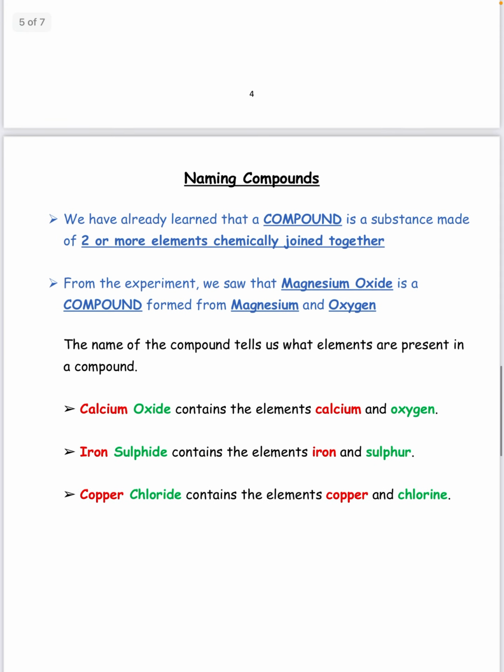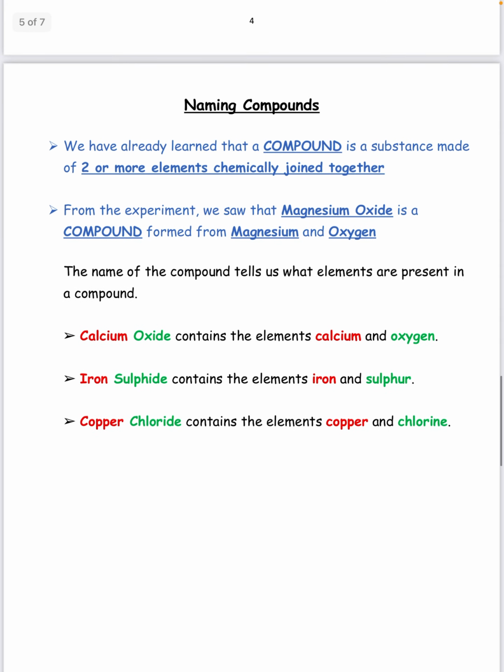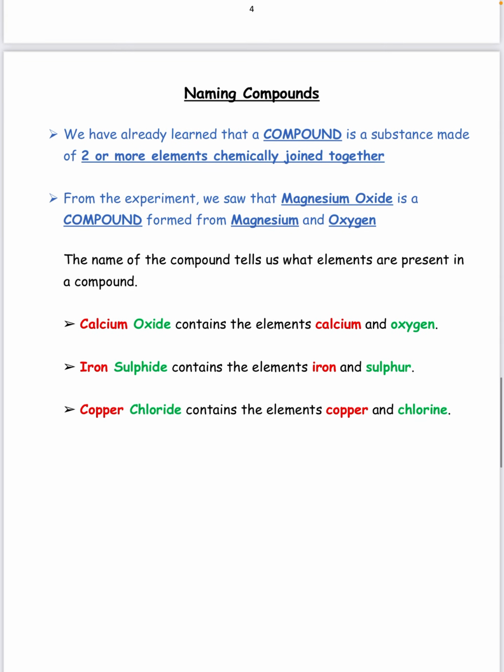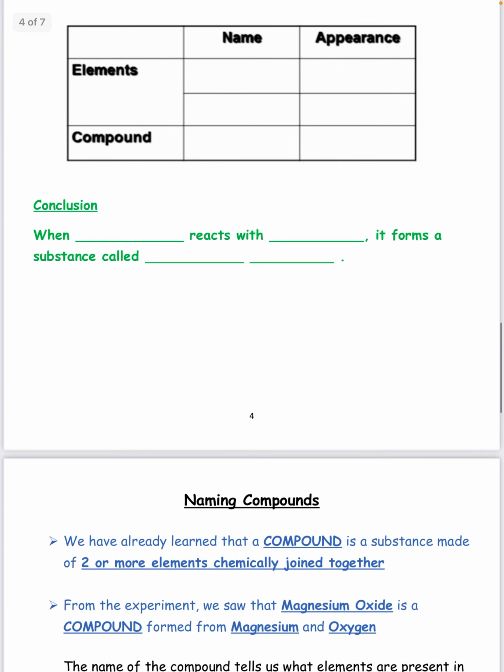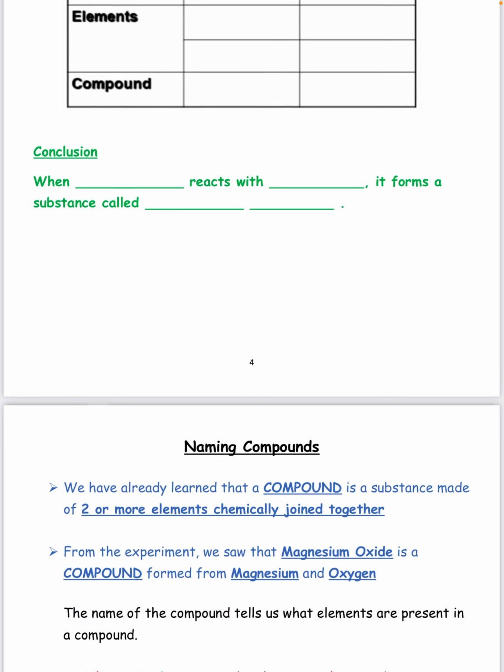The next sort of section is about naming compounds. Now, this will probably help you a lot with the end of the experiment when it says a substance called, because at that point we want to be able to say what the name of the compound is that's been made. So when we take magnesium, combine it with oxygen, it becomes a compound, but how do we know it's a compound? And it's to do with the naming of it.